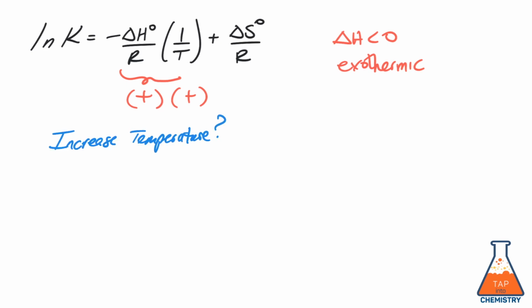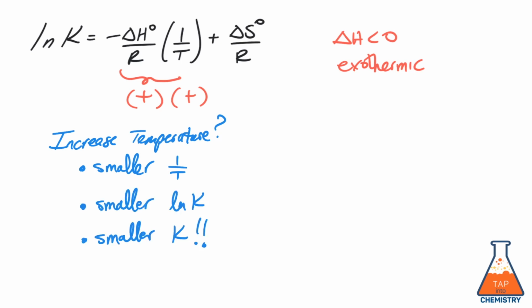If we increase the temperature, higher T, that means we have a smaller 1 over T. And a smaller 1 over T means a smaller natural log of the equilibrium constant K, or a smaller K. So if we started at equilibrium, where Q was equal to K, well, now we have a new K, and that new K is smaller than the K we started with. So Q is now greater than K, and the reaction will be non-spontaneous, and more reactants will form over time.